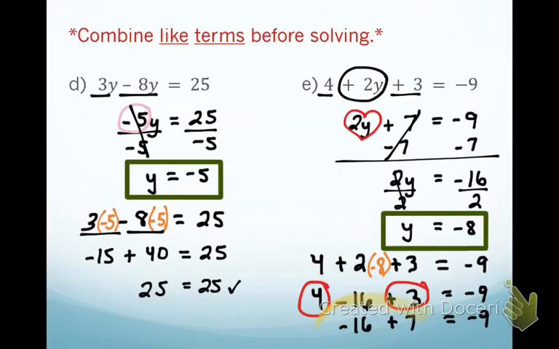Looking at this problem over here, a negative and a positive. Same sign or different sign? Different sign. Same sign, add and keep. Different sign, subtract, and take the sign of the larger number. What's -16 plus 7? Negative 9. Do those equal each other? Yep. Give yourself a check mark because it did check out.